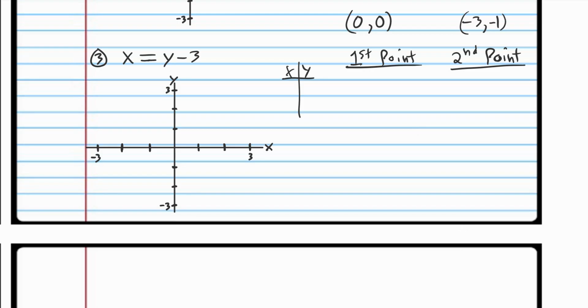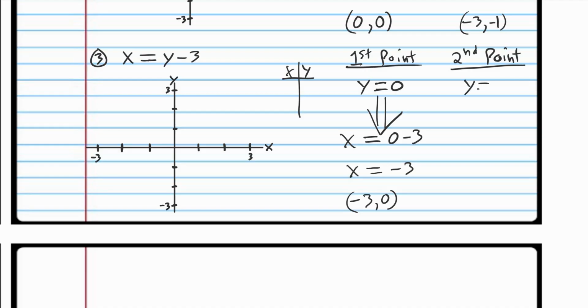So now let's say that it'll be easier to choose y first because x is solved for. So let's let y equal 0. And if y equals 0, then x is equal to 0 minus 3 because I'm using this equation. And x is equal to -3. Therefore, the coordinate is -3, 0.